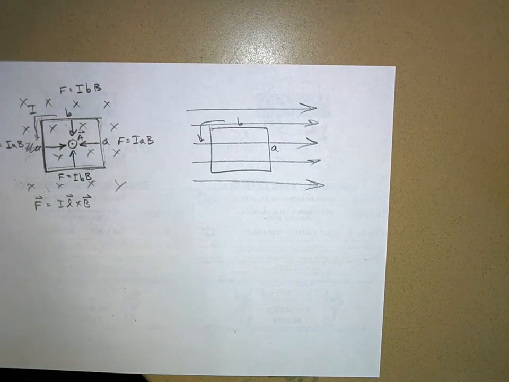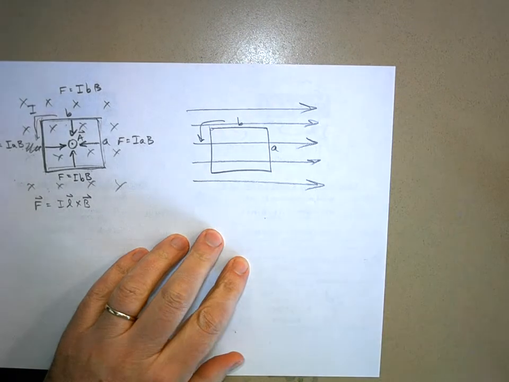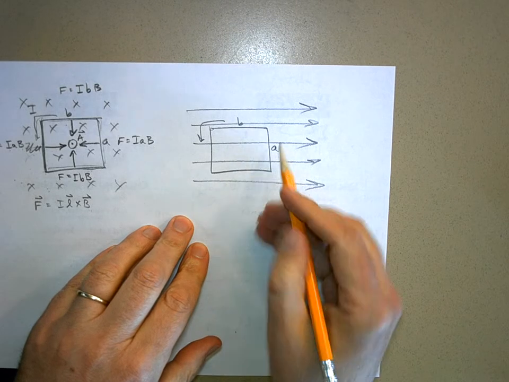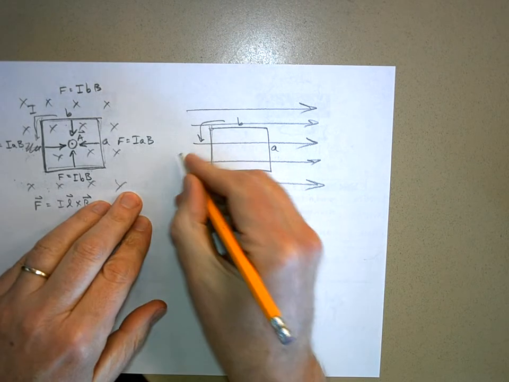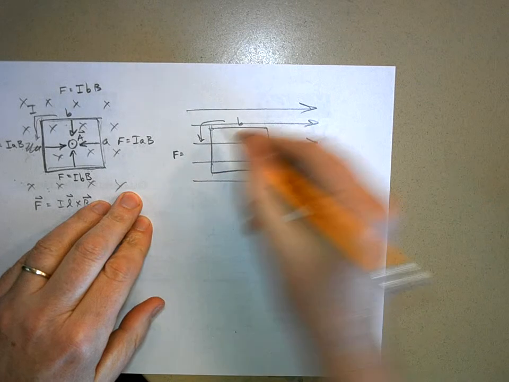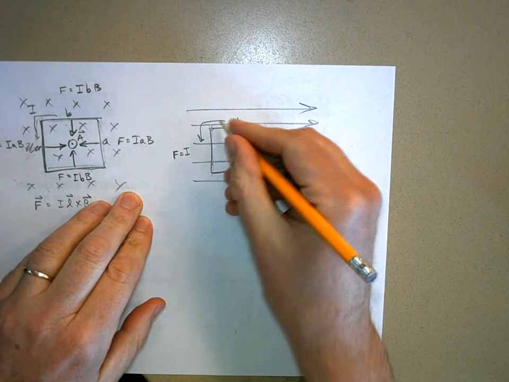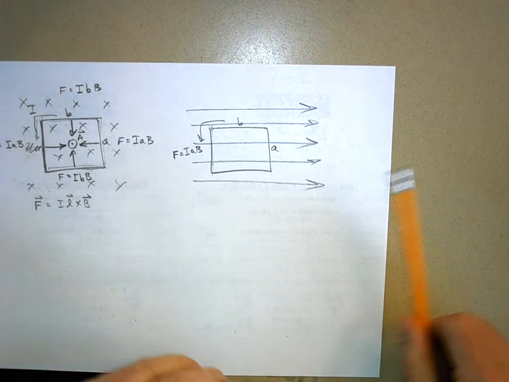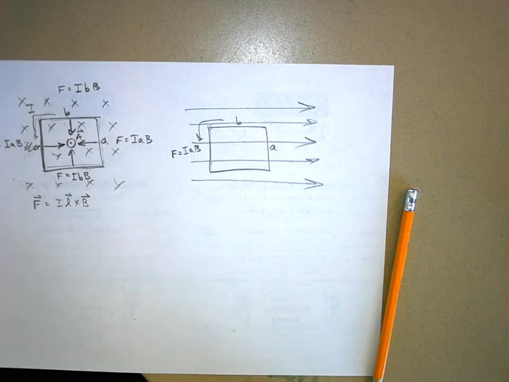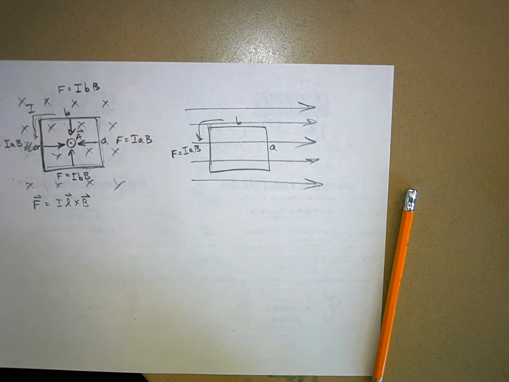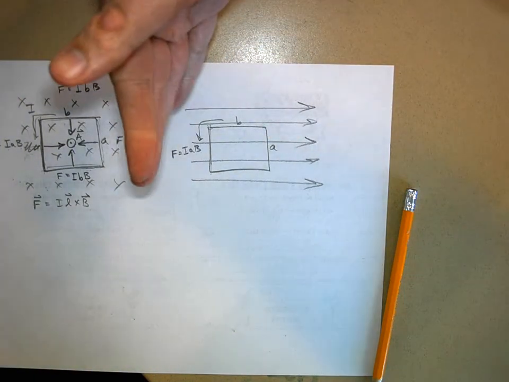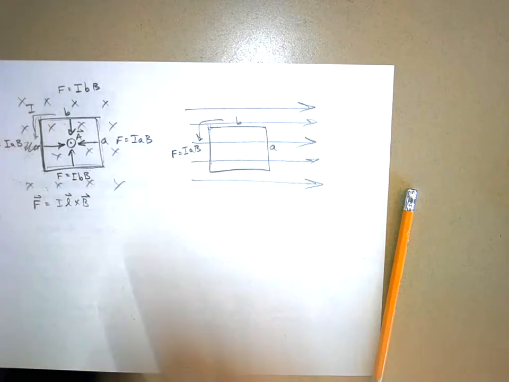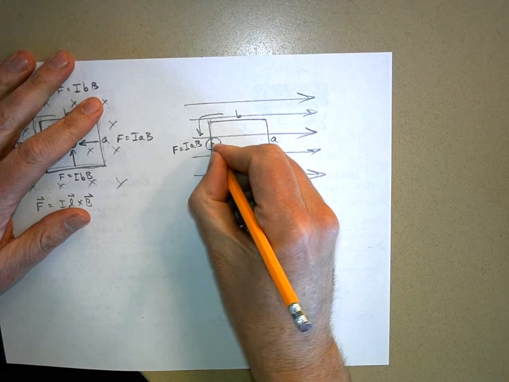Well, let's see. Let's take a look at this wire right here. What's the force on it? F equals, well, it's I times the length of the wire. It's a times B. Now, what's the direction? Use the right-hand rule. I is going down. Cross over to B. I going down. Cross over to B. My thumb is pointing up. Boom. There's my force pointing up.